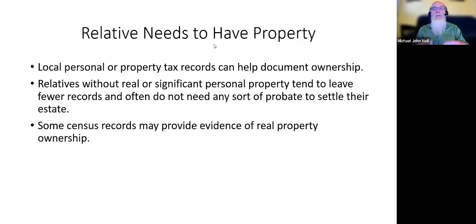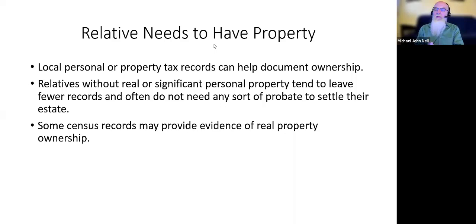They have to have some property. If your ancestor dies penniless, then chances are there's not going to be a probate record. And just ancestors that don't have much money in general leave fewer records. That's just the nature of it. But one of the things you might want to try first is to determine, did your ancestor have property? And local tax records, and a lot of the records that we're talking about in this presentation in the United States are all local, usually county records. And that's where you're going to want to start your search.